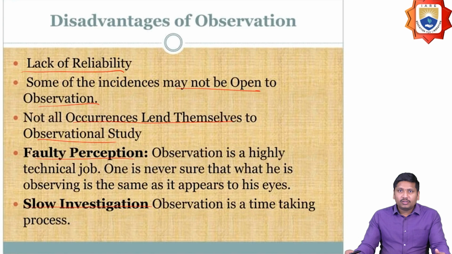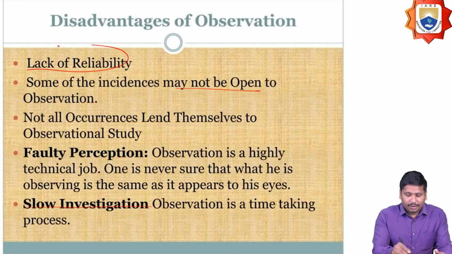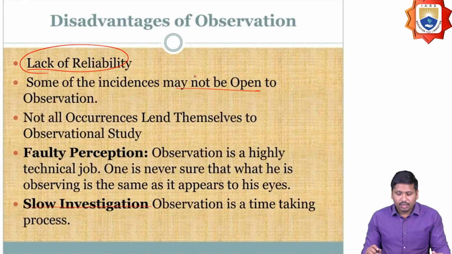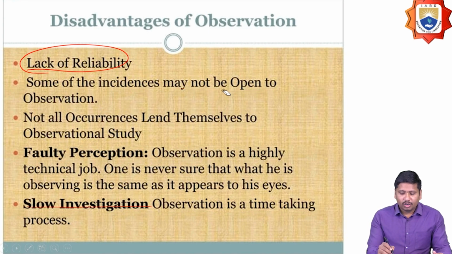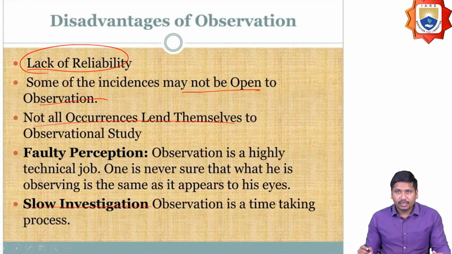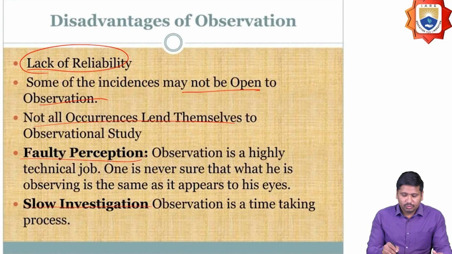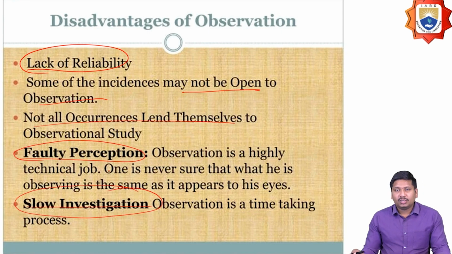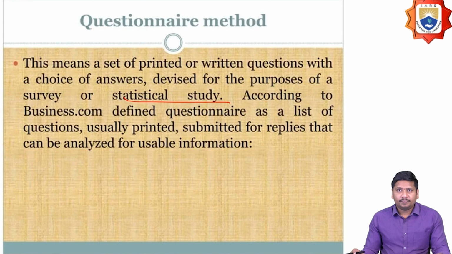The disadvantage of observation is that a lack of reliability can be obtained with this method, and some instances may not be open to observation, or not all occurrences lend themselves to observation study. And two types of perceptions are very important: faulty perception and slow investigation. So these are the disadvantages of this method.